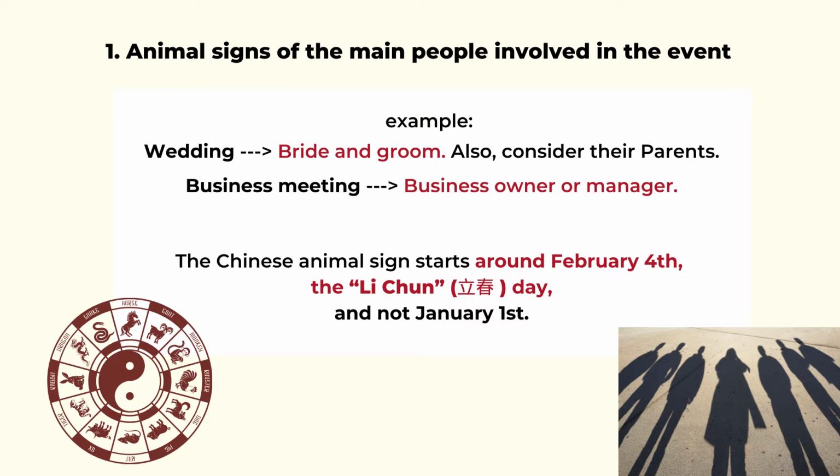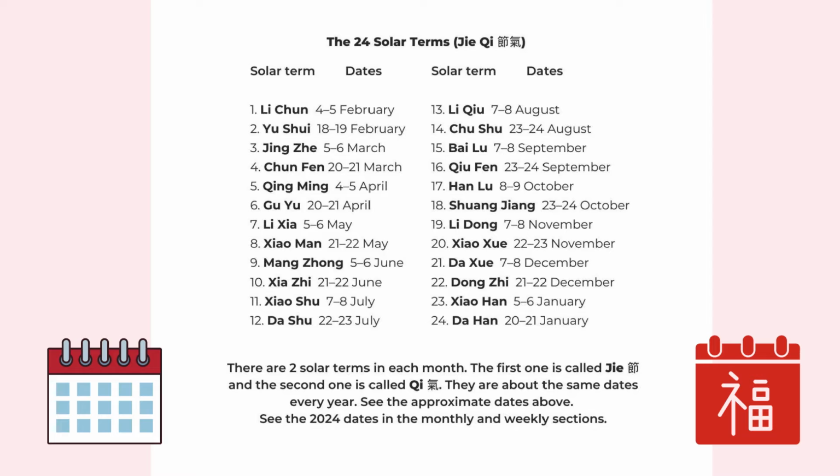An easy way to look at it is to find out the animal signs of the people who are involved. For example, to plan a wedding, we have to know the bride and groom's animal signs and also consider their parents' animal signs. And if you have an important business meeting, you can consider the business owner or manager's animal sign. And when we talk about the Chinese animal signs, in fortune telling and Feng Shui, we are looking at the 24 solar terms.